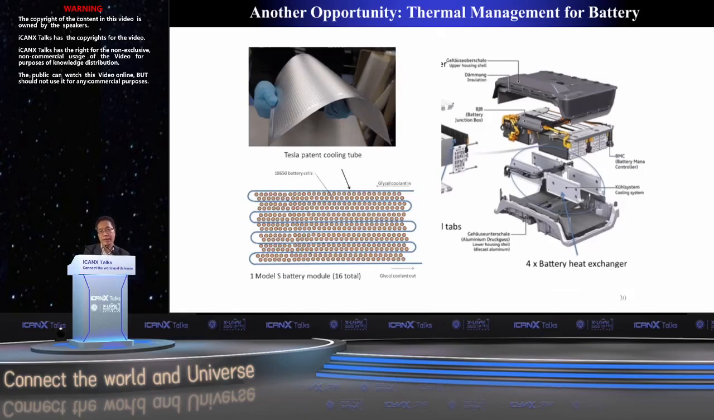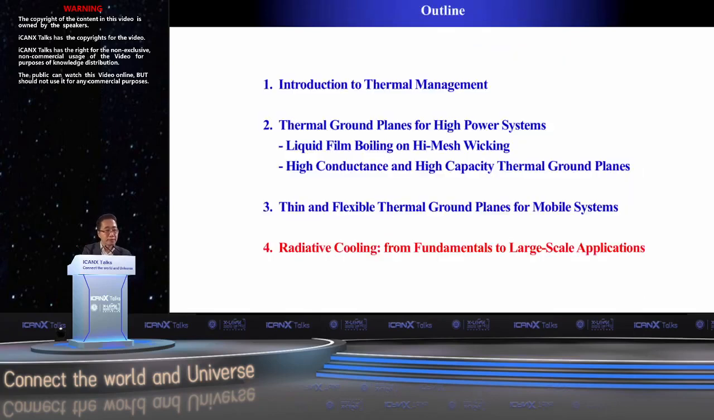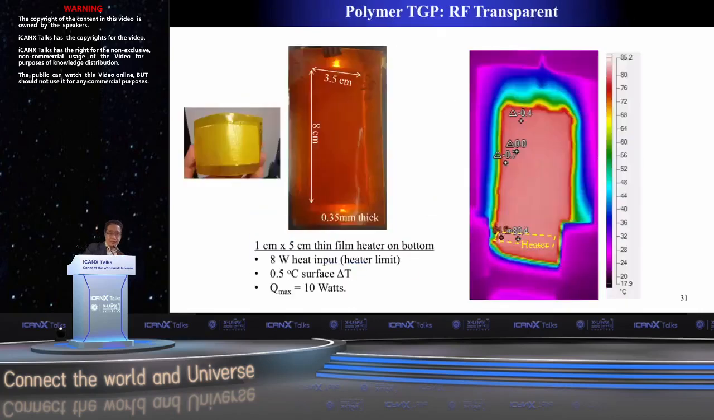That means we do technologies that are key parts for electrical vehicles in terms of thermal management. We also make polymer TGPs, or thermal ground planes, which are RF transparent. RF transparent means you cannot use metal. This is one device we make. We test them, and you can see it's reasonably good in terms of thermal management, and you can have very uniform temperature. So I think that's the third part I want to talk about.